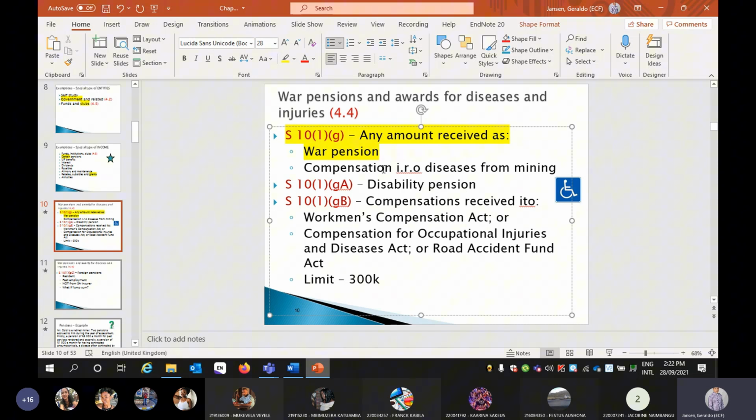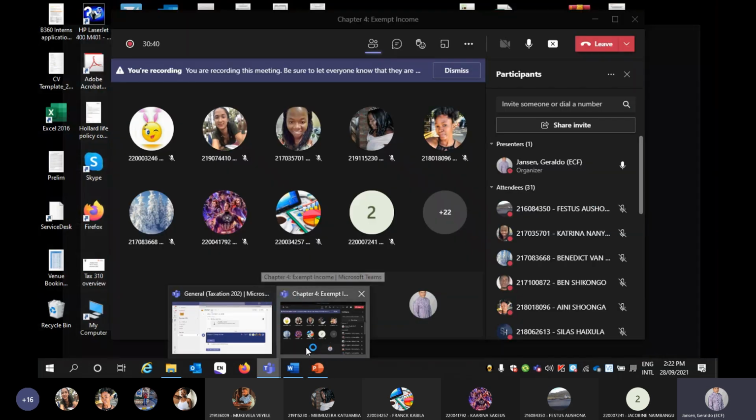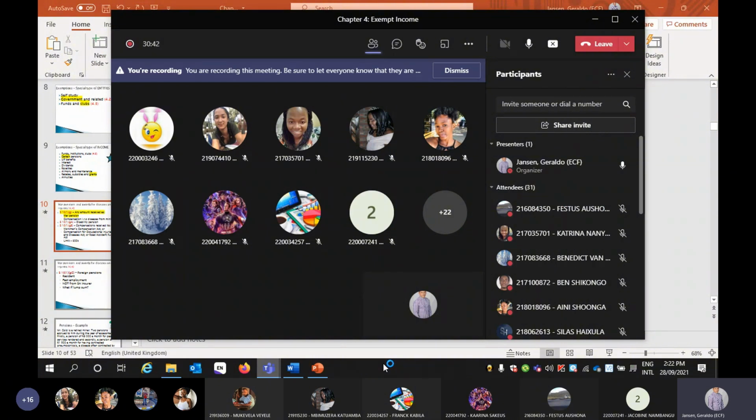And then even, guys, compensation in respect of diseases from mining. Sometimes when you work in the mine, guys, I know of someone, a friend who worked.